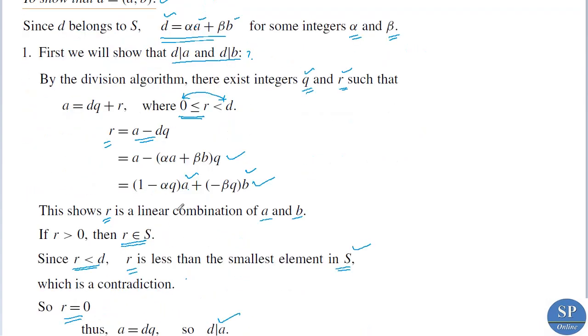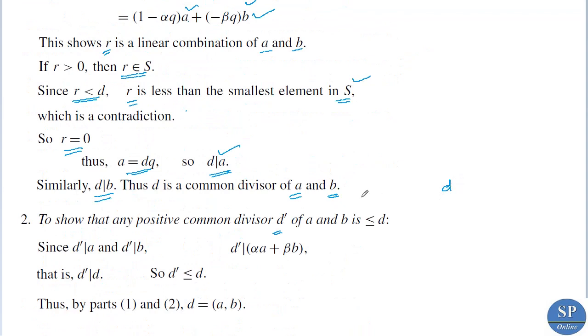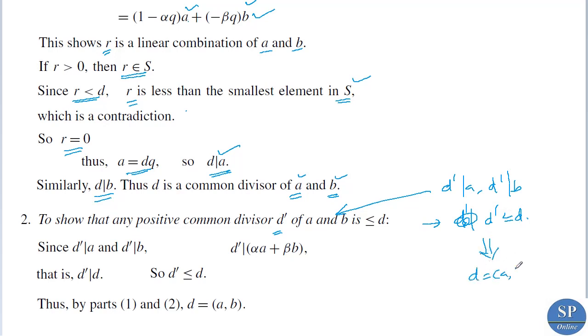So here we obtained that D is a common divisor of A and B. Now we are going to show that any positive common divisor of A and B is less than or equal to D. That is, consider D dash is a common divisor of A and B. Now we are going to show that D dash is less than or equal to D. Then we will get D equal to the GCD of A comma B. That is what we are going to do.